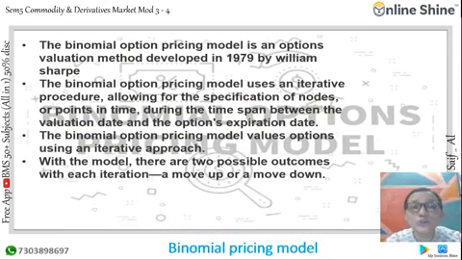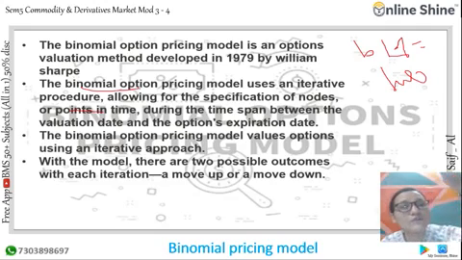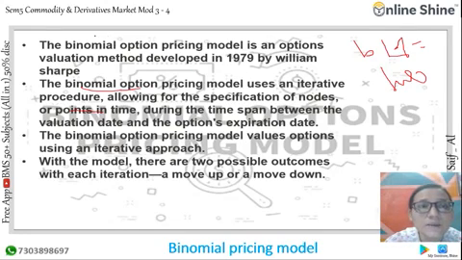Binomial means what? Bi means two, and nomial means two possibilities. There are two possibilities: the stock price moves upwards or the stock price moves downwards. So therefore it is named binomial.